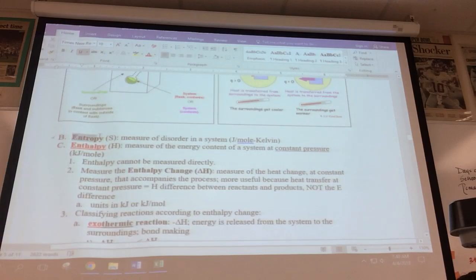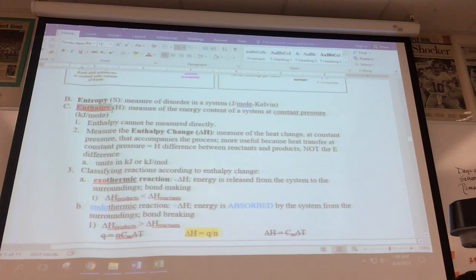Entropy we're going to talk about next time. This is a measure of disorder in a system. We'll talk about entropy, variable S, that is capital S, next time. Our focus today is going to be on enthalpy, variable capital H for enthalpy. There's an H in there. And this is a measure of the energy content of a system at constant pressure. And your unit's going to be in kilojoules per mole.